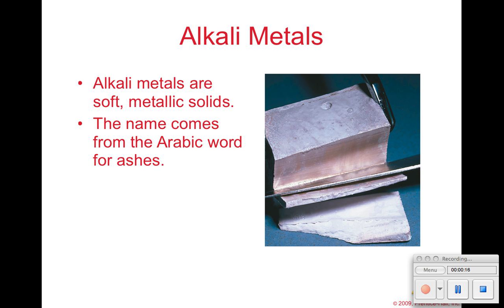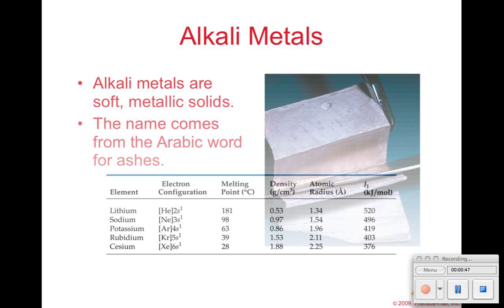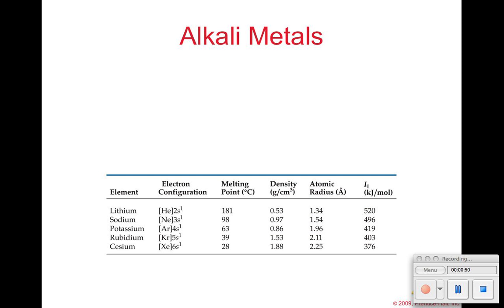The first group that we come across on the periodic table is the alkali metals, and they are soft, metallic solids. They come from the Arabic word for ashes, and it could be related to when sodium hydroxide came from running water through wood ash, percolating water through it.